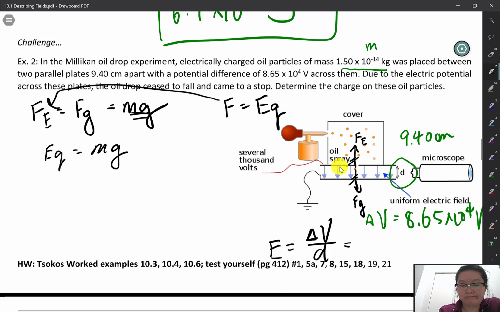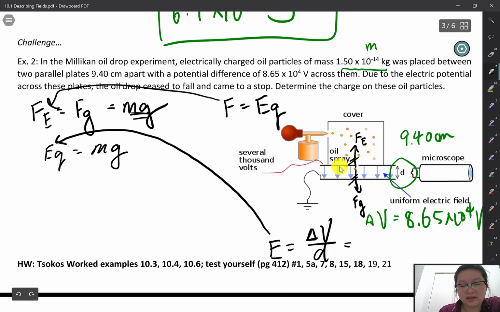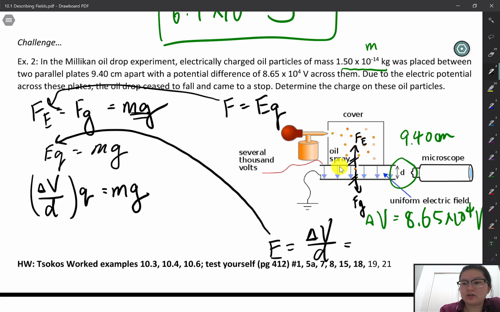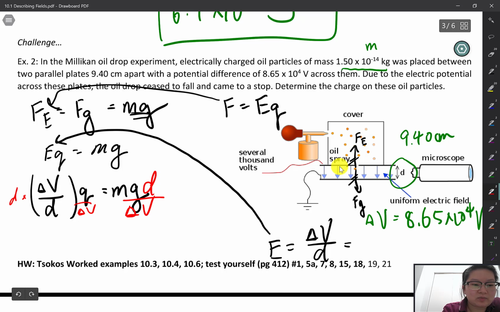So I'm just going to substitute this in here. So here we have delta V over D. This was the electric field times the charge on your particle equals the mass of the oil particles times gravity. We want to solve for the charge. I'm going to multiply D up and then divide both sides by delta V, or just do a cross multiply if that makes more sense mathematically for you. So these go away and I'm left with the charge is equal to mg times d separation over delta V, which I'm just going to start putting things in.